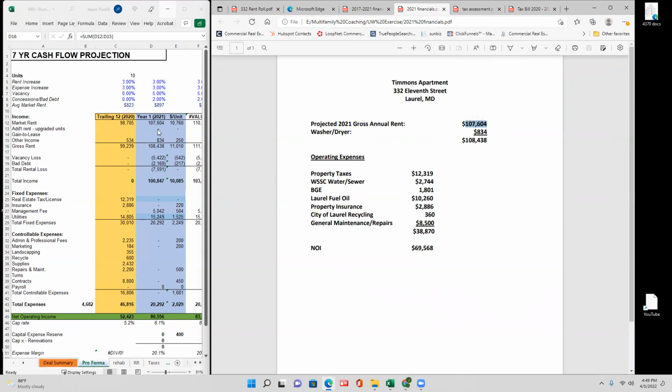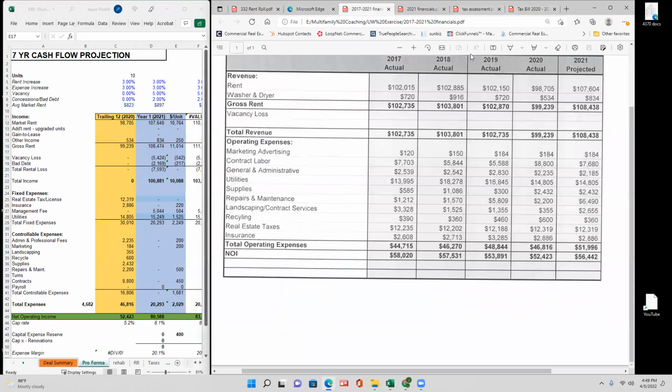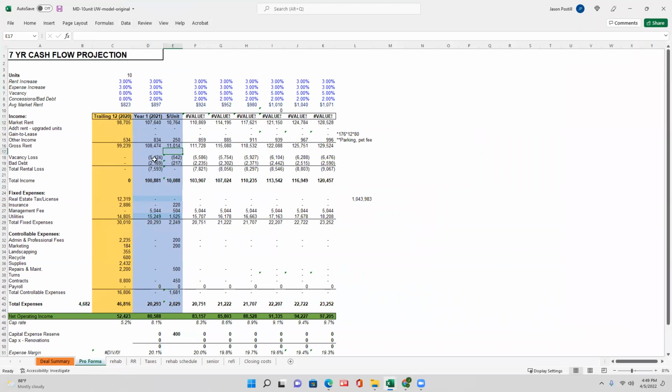So I'm putting in here 107,640 because that's the potential gross rents. But what they failed to do in this pro forma is put an expense in or vacancy. See how there's 0 vacancy? That's wrong. So what we're going to do, because we're good brokers, is we're going to put in, what does this say?